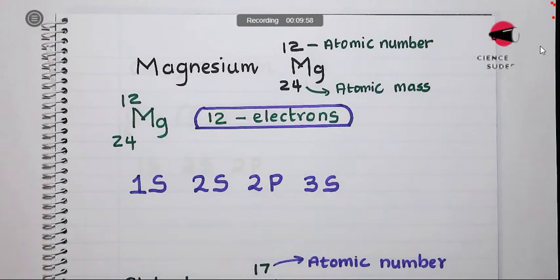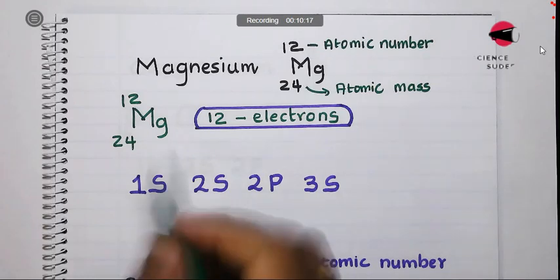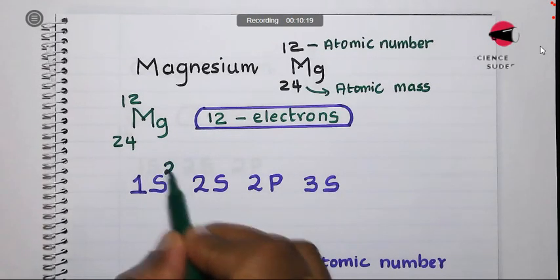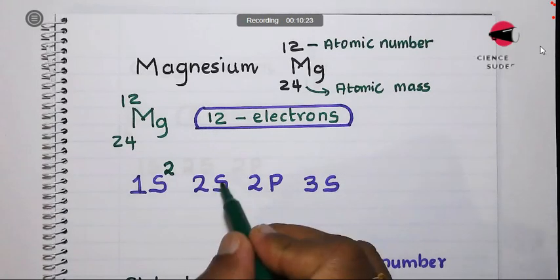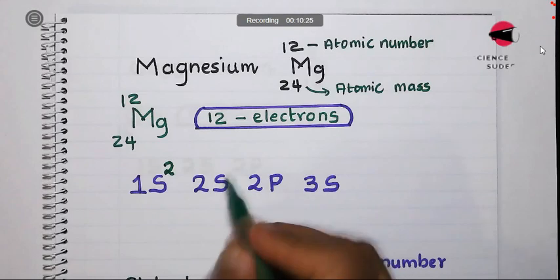So we have to put the 12 electrons in the orbitals in the correct order. I wrote the orbitals in order: 1s, 2s, 2p, and 3s. The first orbital is the s orbital. The maximum number of electrons an s orbital can accommodate is 2. This is 1s2. Then the second orbital is 2s, again an s orbital. It can accommodate 2 electrons.